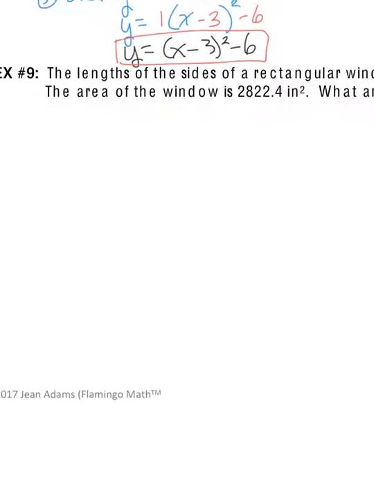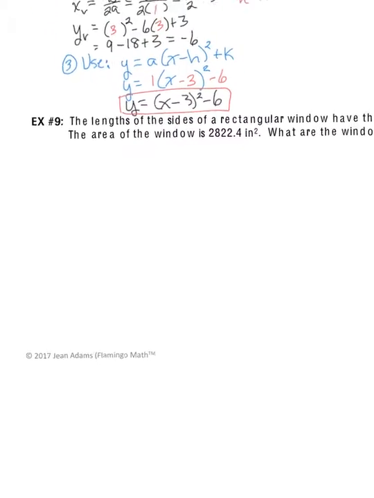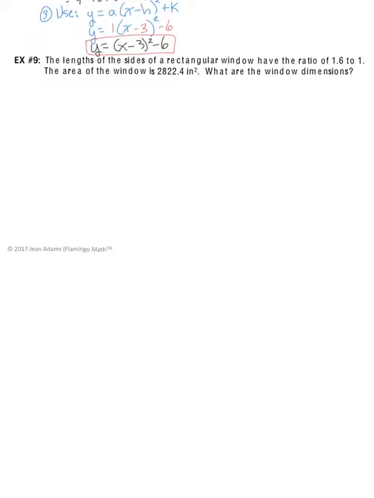Then finally, let's do a little bitty word problem. Make it even smaller. There we go. So this one says, the lengths of the sides of a rectangular window have the ratio of 1.6 to 1. The area of the window is 2,822.4 inches squared. What are the window dimensions?